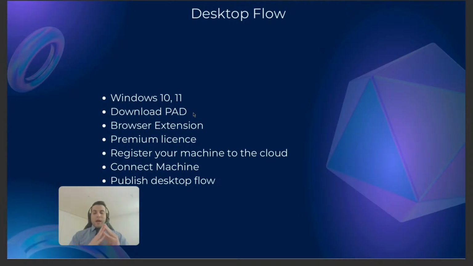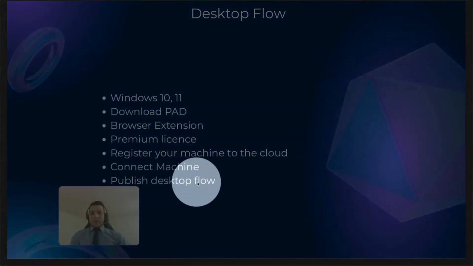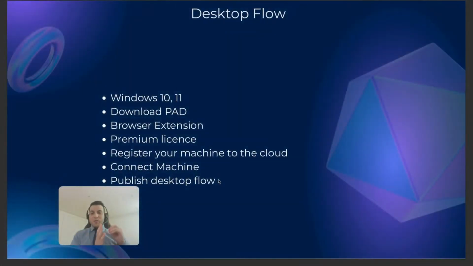And we have to register our machine to the cloud and connect our machine, or if we have a virtual machine and image, we can run our robotic process automation flows. Sometimes it can happen that we might not find our RPA flow in our cloud, but this happens because we forgot to publish the desktop flow. When we make something, we have to publish it to our cloud in order to see it there.